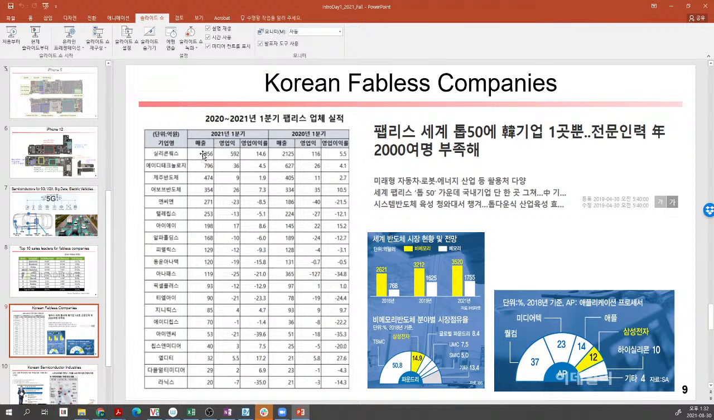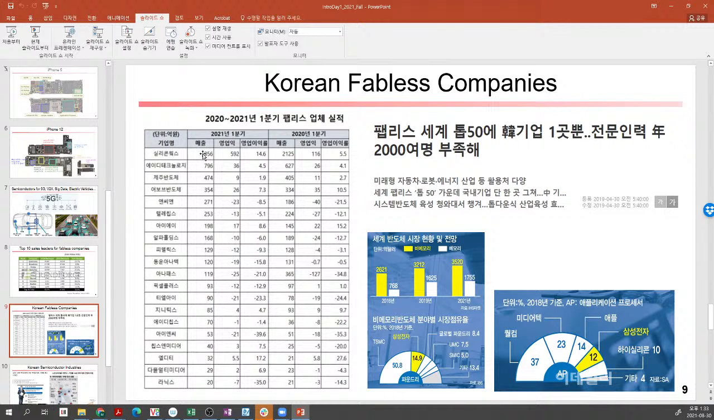Mostly they provide the display driver IC for TVs, and the Apple display is mostly provided by LG Display. So Silicon Works actually provides chipsets for displays like OLED displays or LCD displays.